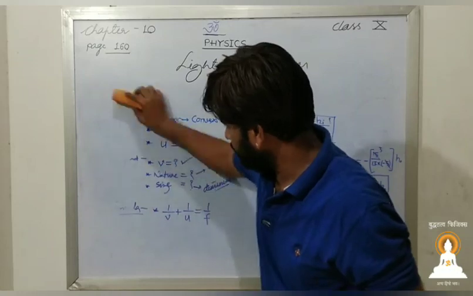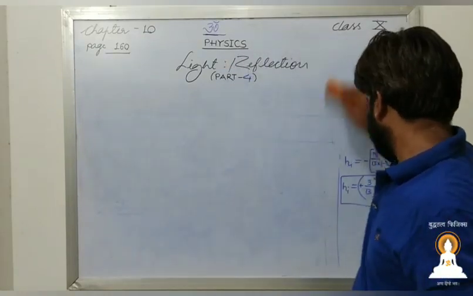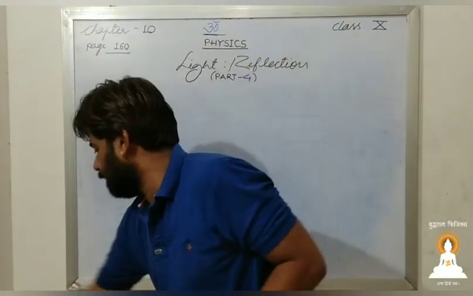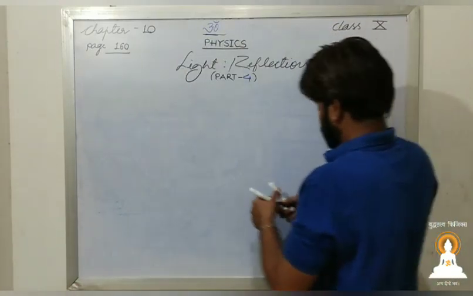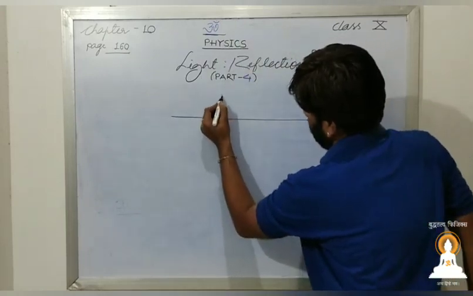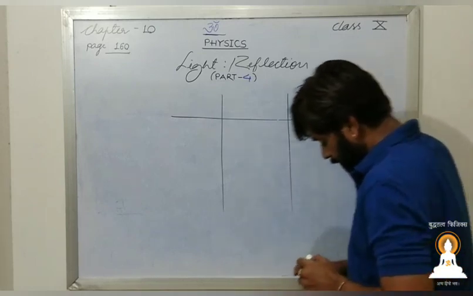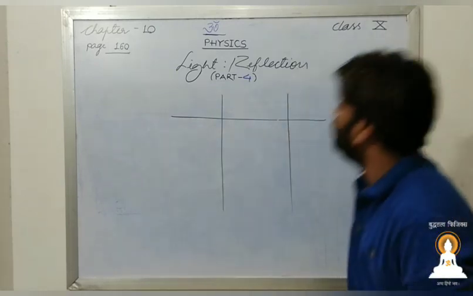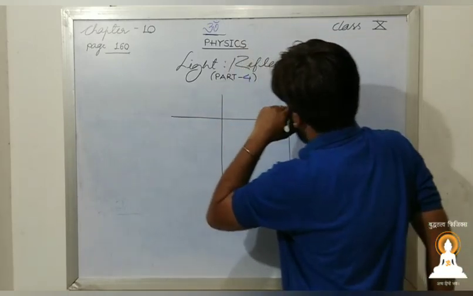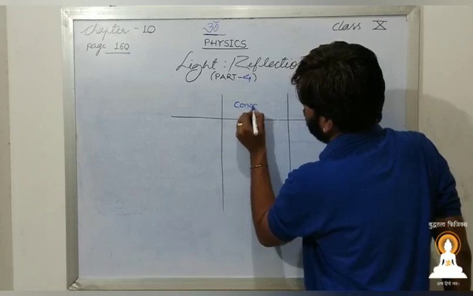Now let us observe a few things, and let us make a table. Very important regarding the board point of view. Here let us take a concave mirror.